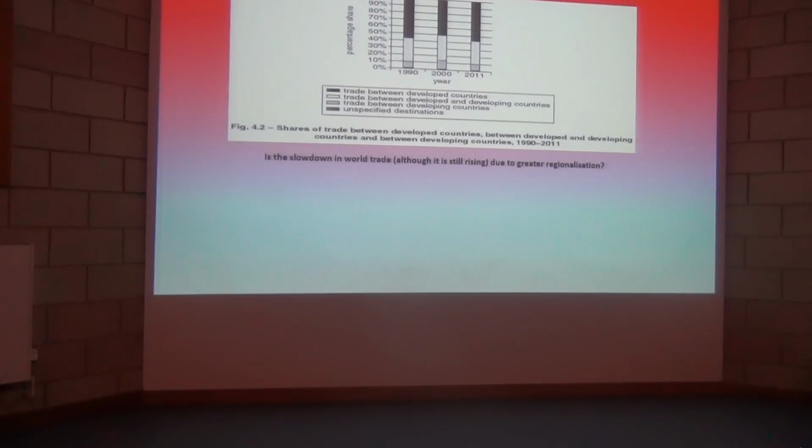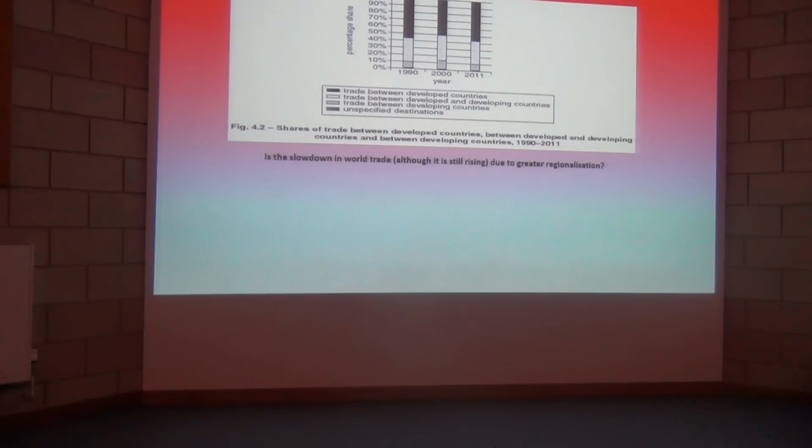Hello again everyone, we're back again on extract 4, today considering figure 4.2, having already considered figure 4.1. Figure 4.1 was posing the question as to whether or not the slowdown in world trade was due to falling GDP growth rates. Figure 4.2 is posing the question, is the slowdown in world trade, although remember it is still rising as mentioned in paragraph 1 of the extract, due to greater regionalisation?